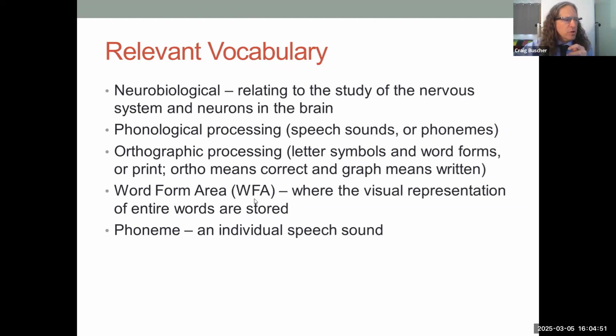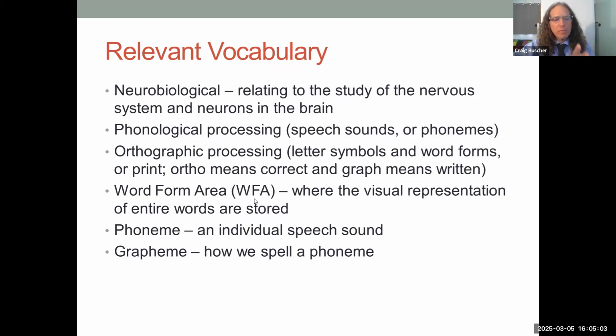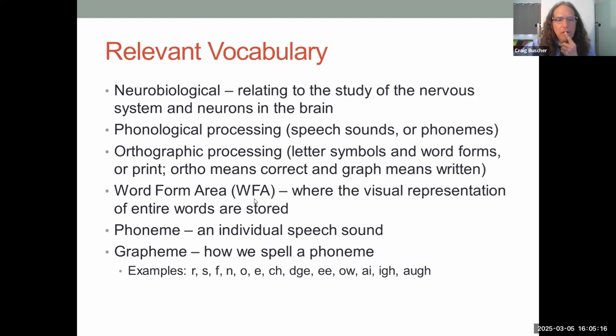All right, so two other terms. One being a phoneme. A phoneme is what we use for an individual speech sound. And then a grapheme is the term for how we spell a phoneme. So the phonemes link back to your phonological processing system, and the graphemes, or the way we spell a phoneme, link back to your orthographic processing system. Let me know, do you have a thought or comment at this point, or can I clarify anything?